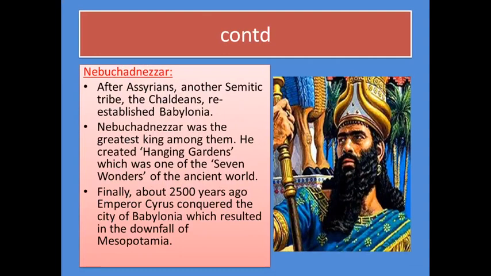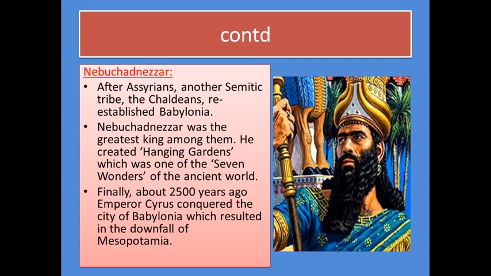Let me go to the next king. He is Nebuchadnezzar. After the Assyrians, another Semitic tribe, the Chaldeans, re-established Babylonia. Nebuchadnezzar was the greatest king among them. He created the hanging gardens, which were one of the seven wonders of the ancient world. Today we have many wonders of the world, but of the ancient world we had seven, and it was one of them. That is the Hanging Garden of Babylon.